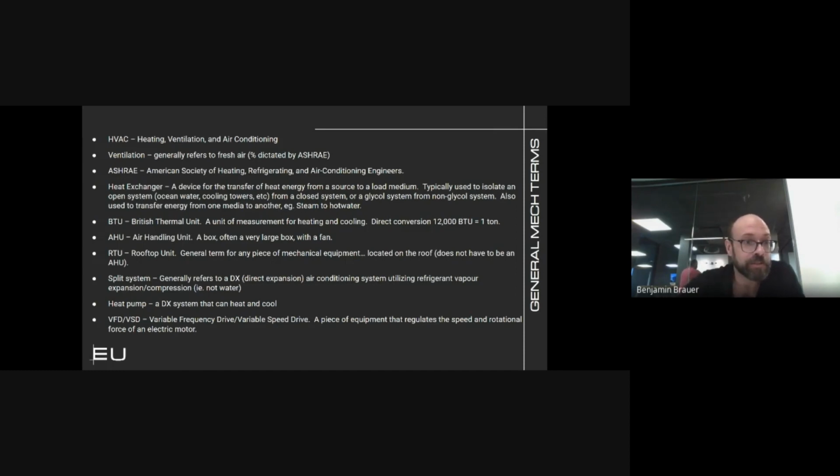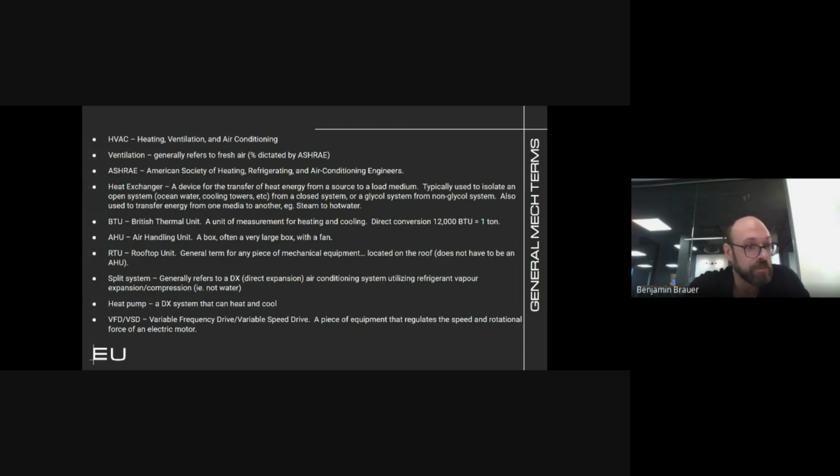Heat exchangers are devices for the transfer of heat energy from a source to a load medium, typically used to isolate an open system, i.e. a loop which is open to atmosphere, or another element such as ocean water. Cooling towers are an example of this. Closed systems or a closed loop is, for instance, a glycol system. And we utilize heat exchangers to transfer heat or lack of heat from one of those systems to another.